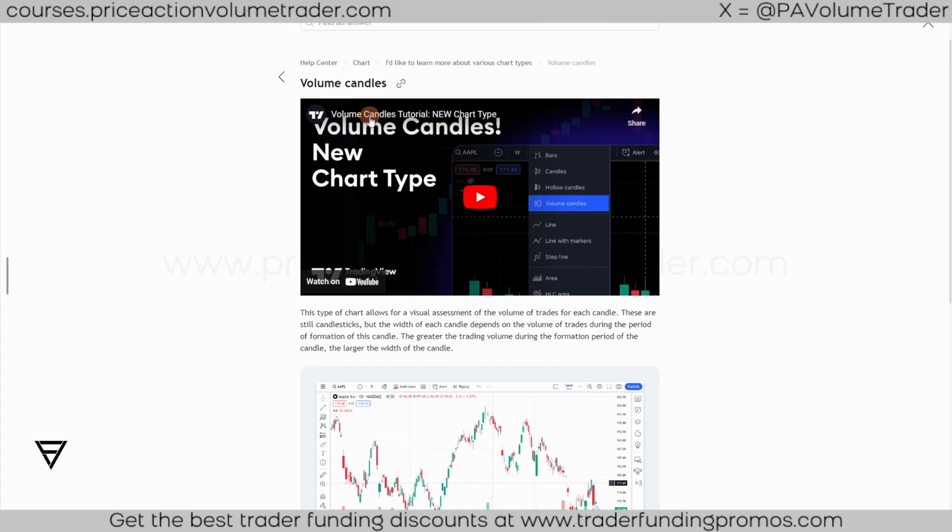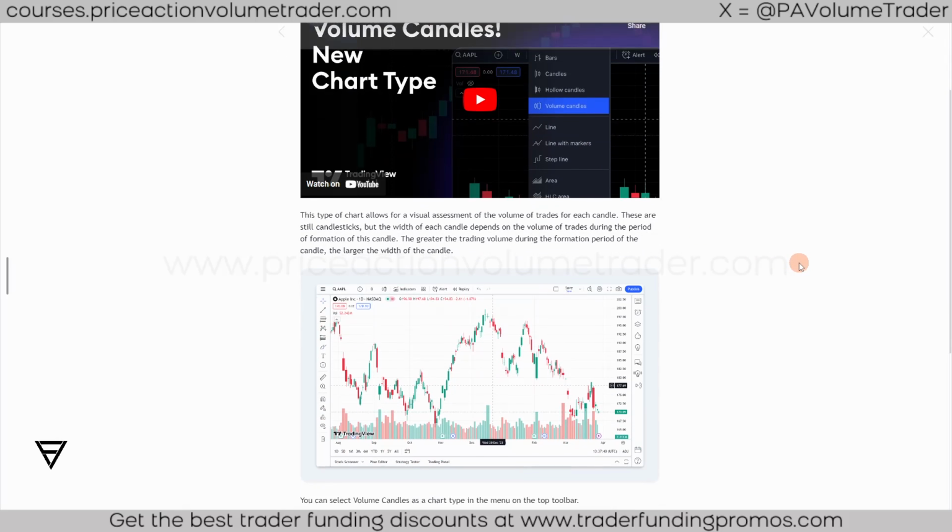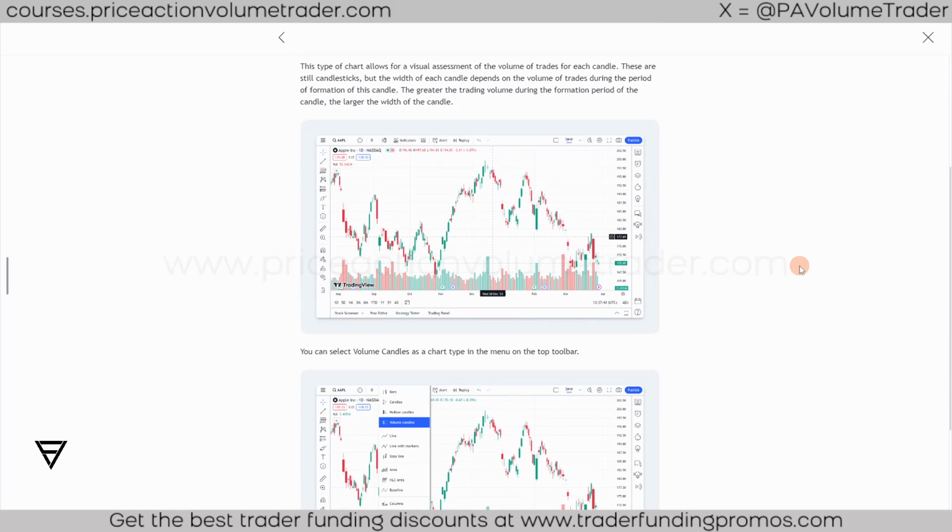Today, we're going to be talking about the volume candle chart types, which they just released. It's still in beta mode, but it's already looking like it's going to be a very useful thing. So this type of chart allows for visual assessment of the volume of trades for each candle. They are still candlesticks, but the width of each candlestick is going to depend on the volume of trades during the period of formation of the candle. The greater the trading volume during the formation of the period, the larger the width of the candle.